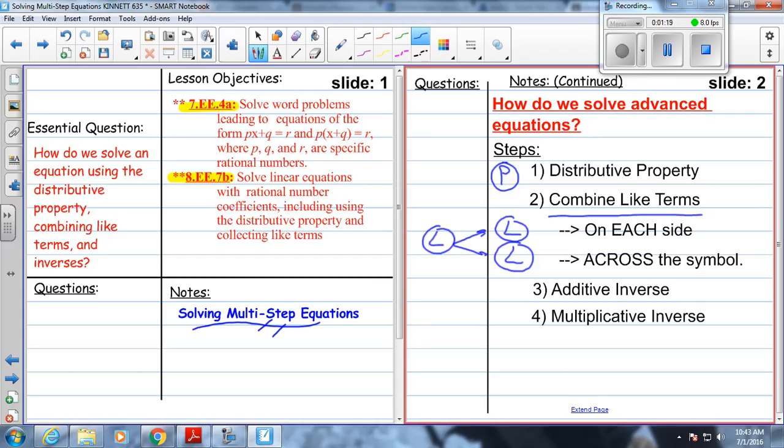But I like to make you realize that first you have to get like terms on each side, and then you have to get the like terms, the variables, across the symbol. And we're talking about the variables in those like terms. Then step 3 is the additive inverse, and step 4, the multiplicative inverse. If you ask me in class, I'll tell you my llama story and why I will constantly refer to this as P.L.L.A.M. throughout this lesson. So again, ask me in class and I will tell you all about it.